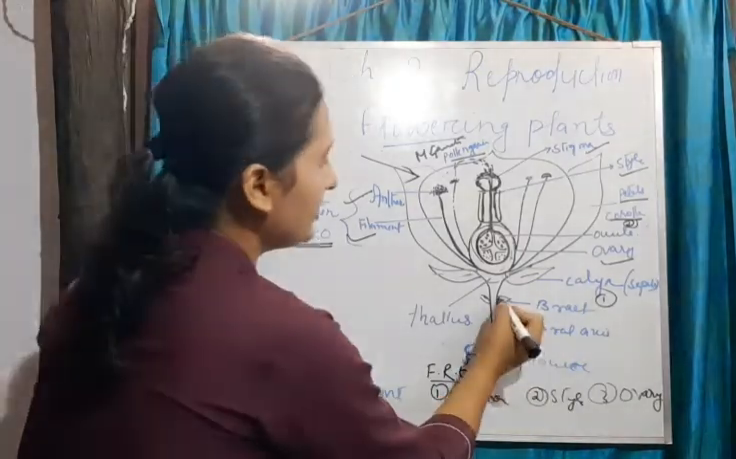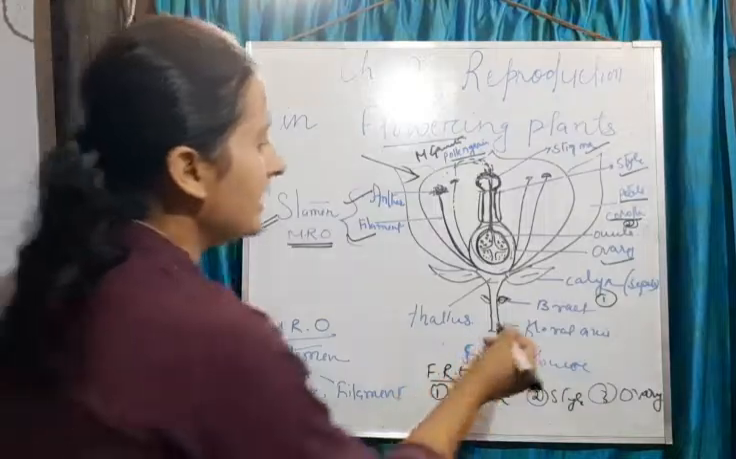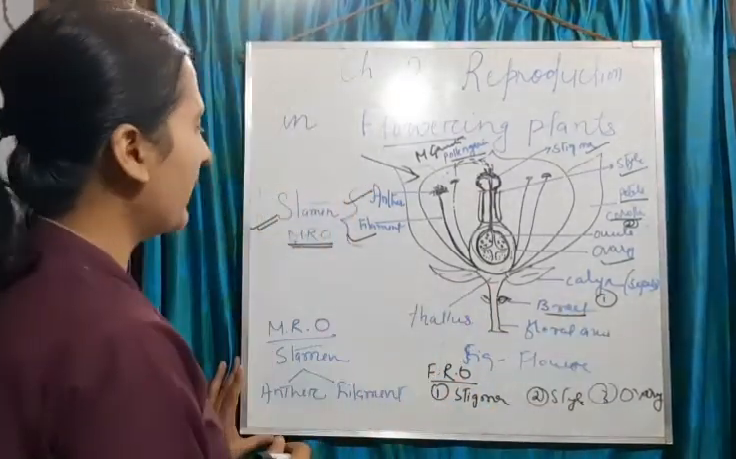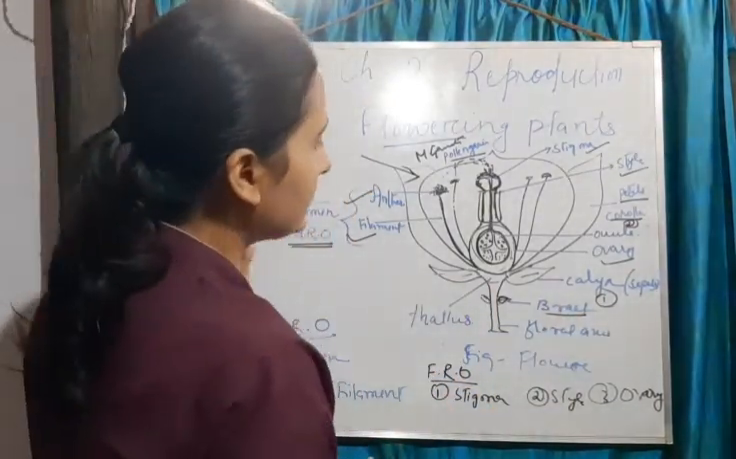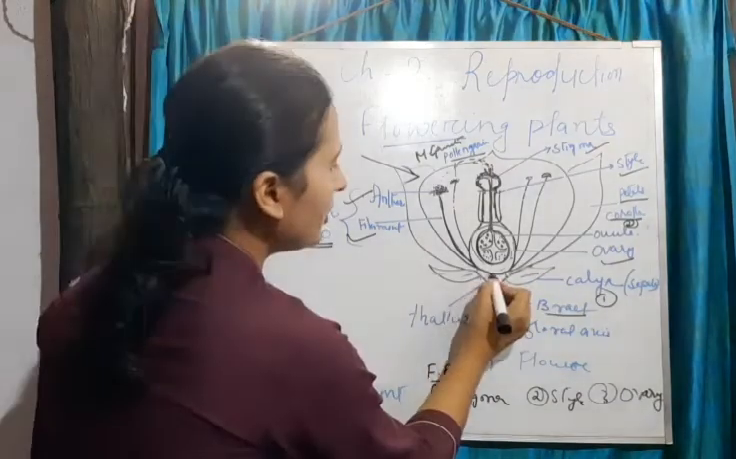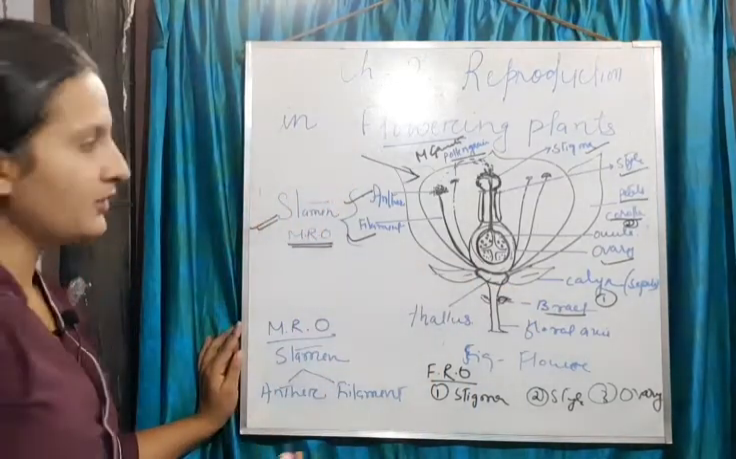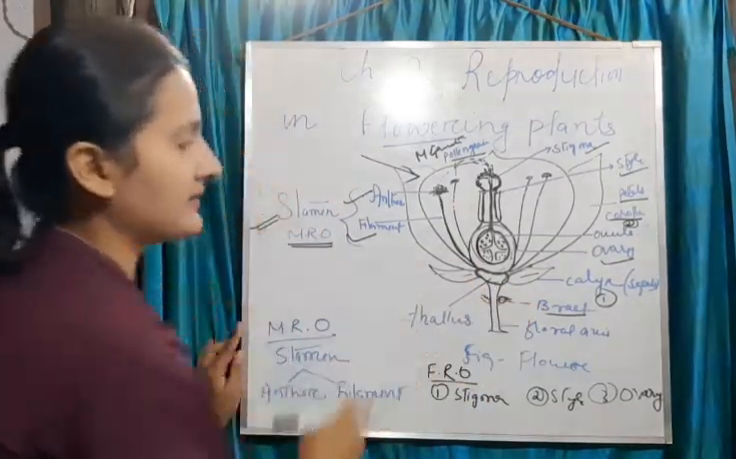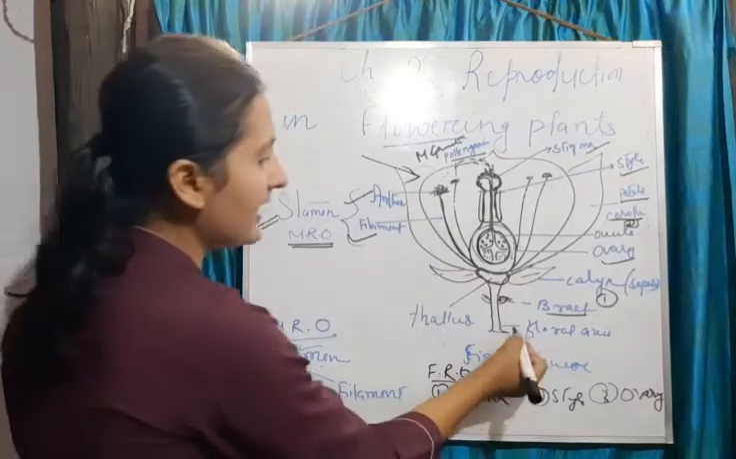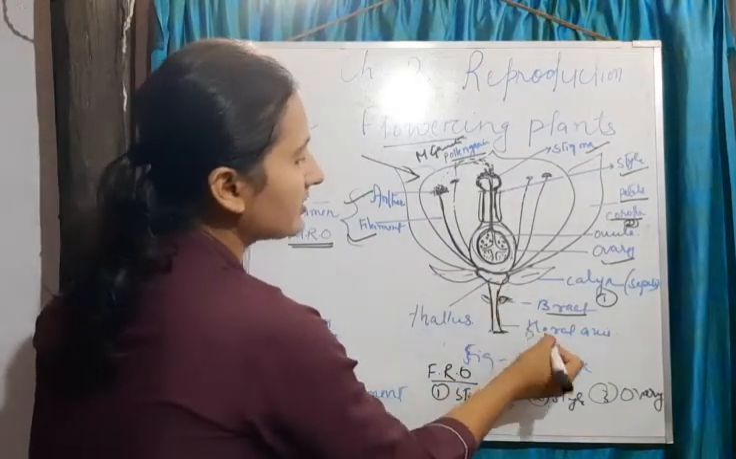And the another part, here you will see a small leafy structure in the flower, that is called your bract. All right. And the second one, I already told you, this is your sepals or calyx. Here you will see a fleshy structure present at the base of the flower. This is called your thalamus. And this long stem-like part is called your floral axis.